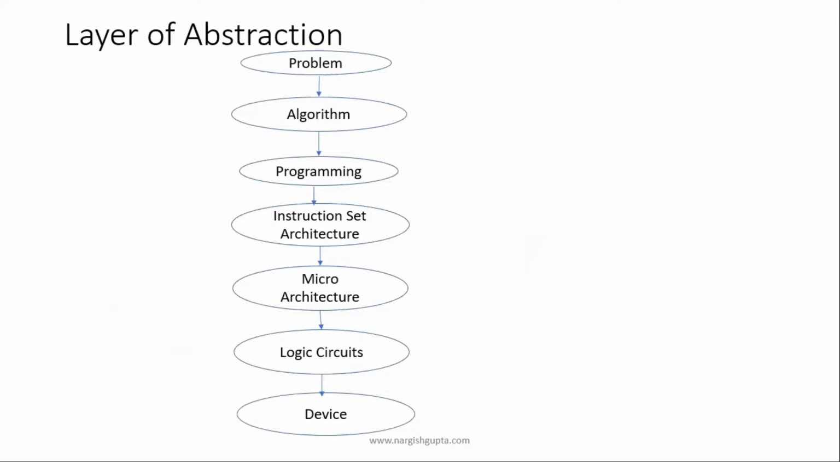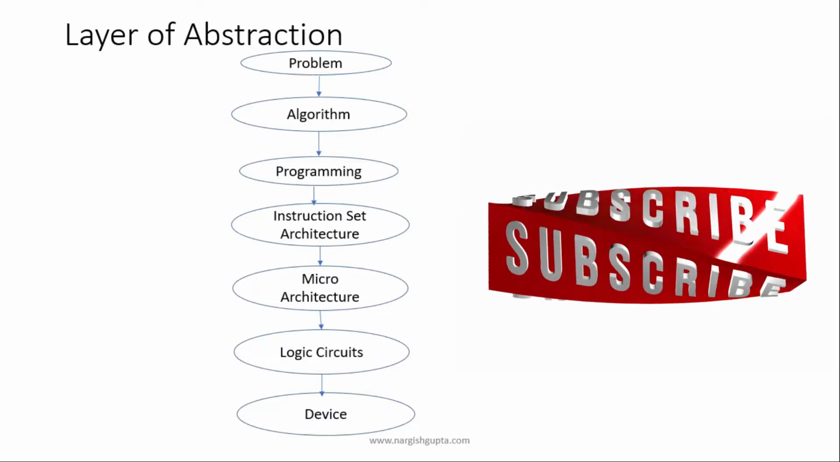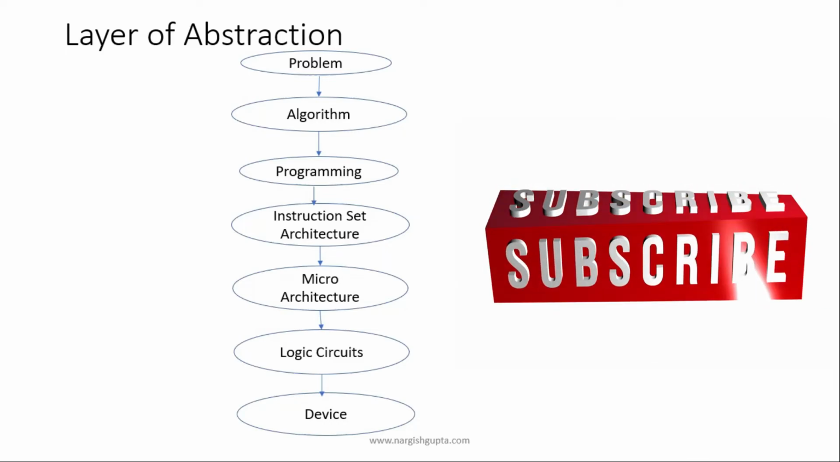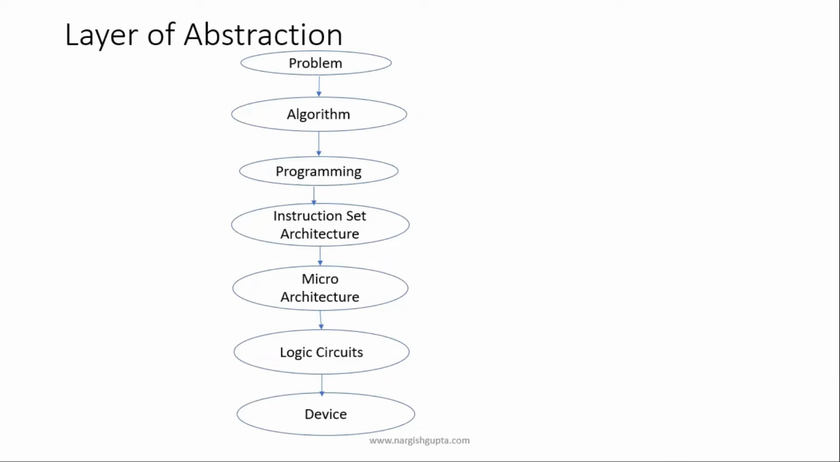Next, we have the layers of abstraction. Before we start learning the subject, we must first know the stages through which our task, or we can say our program, goes. First, we have a problem. For that problem, we ultimately need a solution. From the problem till getting the solution, there are some intermediate stages also.